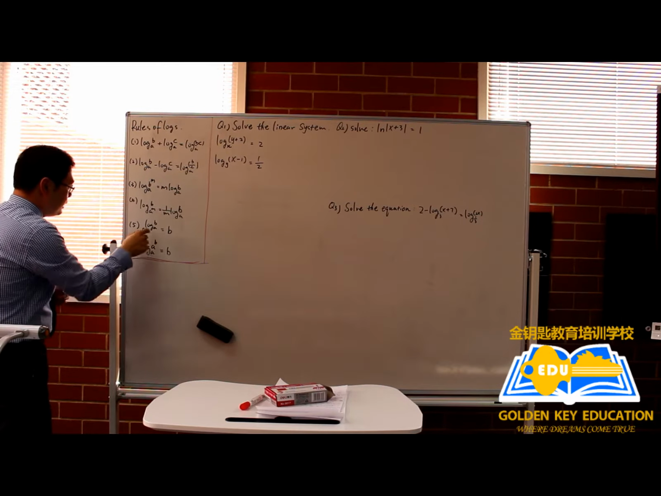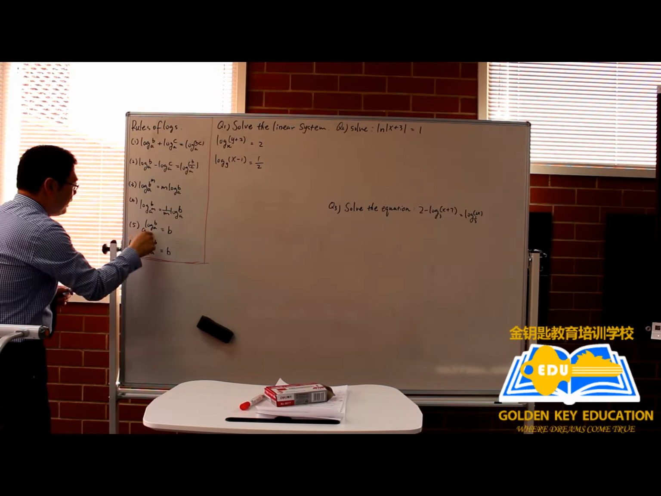And these 2 rules are just using a to the power of log base a of b, and this gives you back b, and log base a of a to the b, which is basically b. Okay, using all the rules here, we'll be able to solve several questions listed like the following.